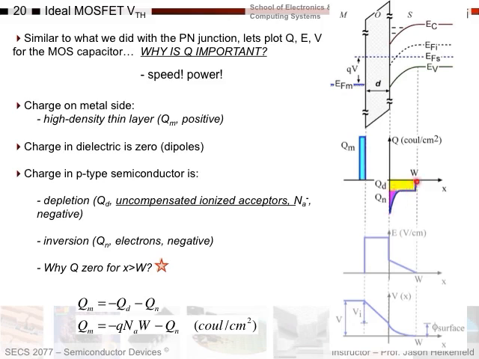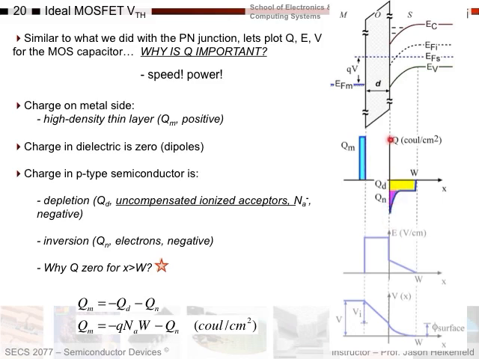QD is constant with distance because basically all the holes have been swept out here. And if my doping concentration is constant, then the amount of charge across here is just the doping concentration. This is showing the boron atoms that you've uncovered, which have negative charge, and the number of atoms is constant as I move into the semiconductor because the doping was constant.